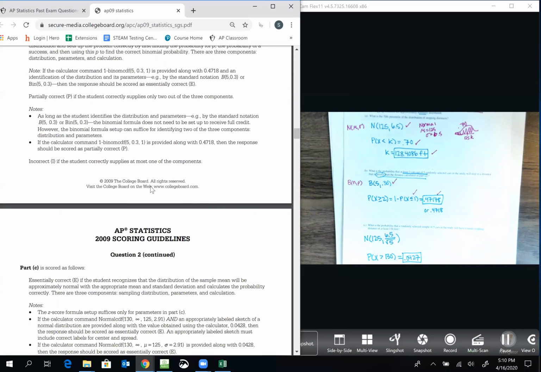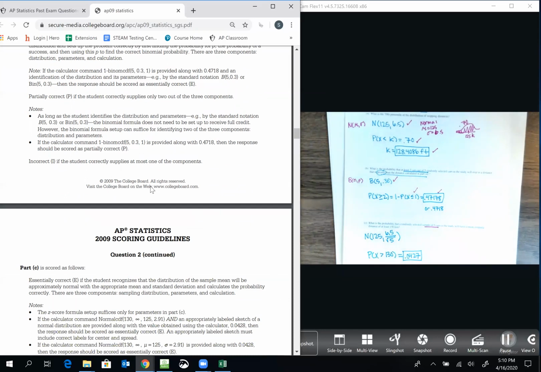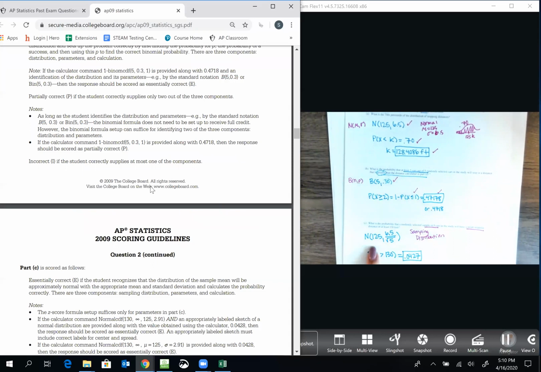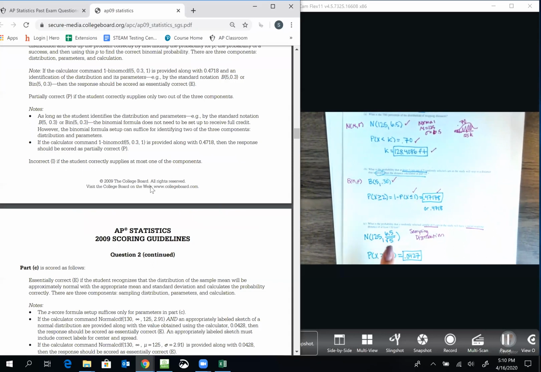Part C, what is the probability a randomly selected sample of 5 cars will have a mean stopping distance of at least 130? So this is where we have to use the sampling distribution. So my mean is still 125, but now the sigma of x bar is equal to the sigma divided by the square root of n. So that's where this formula comes from.